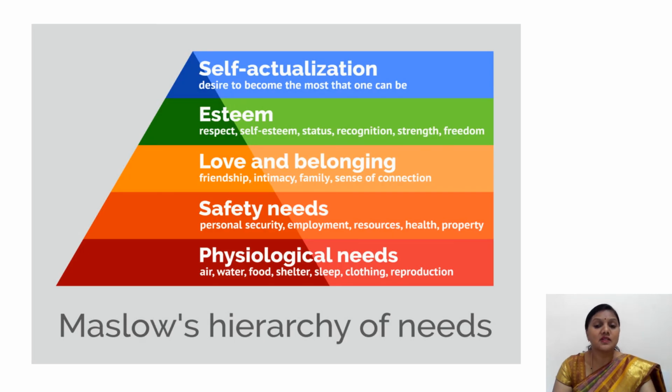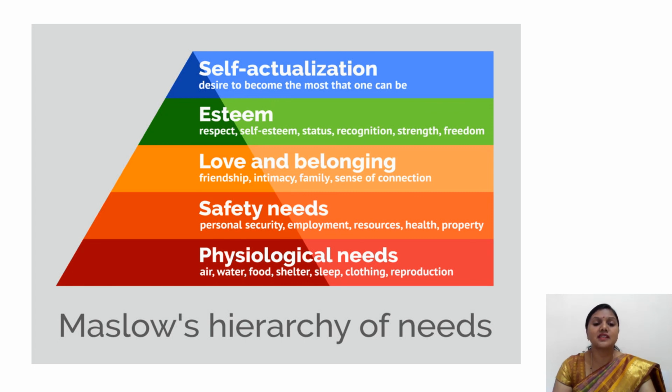Maslow's hierarchy of needs has 5 stages. Particularly the first stage is physiological needs, the basic needs. It will go from down to top. It is in the pyramid shape. Physiological needs will be air, water, food, shelter, sleep, clothing, reproduction, and so on. So these are the basic physiological needs of the consumer which have to be satisfied.